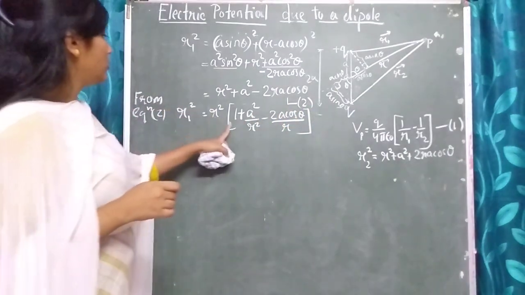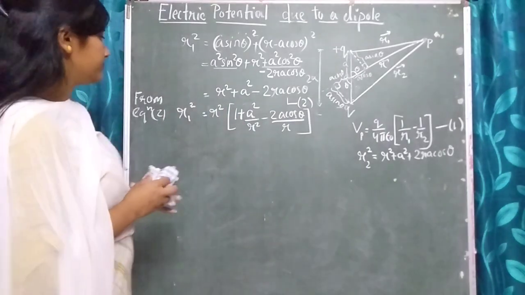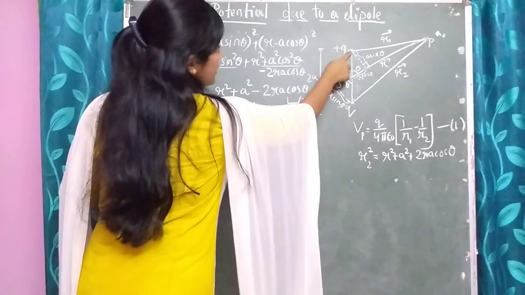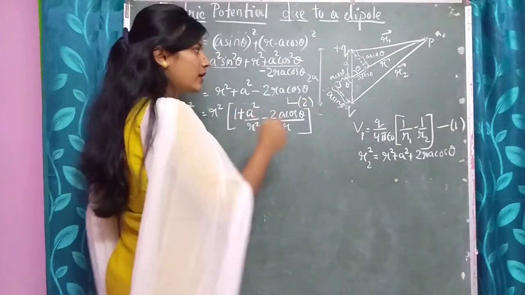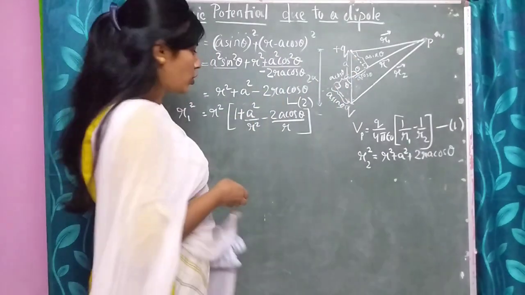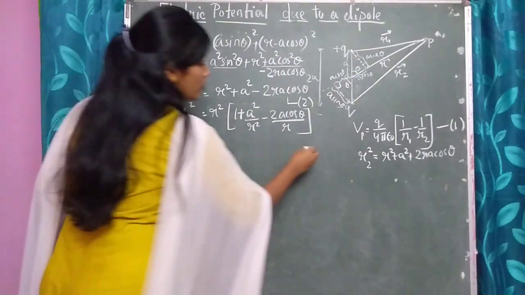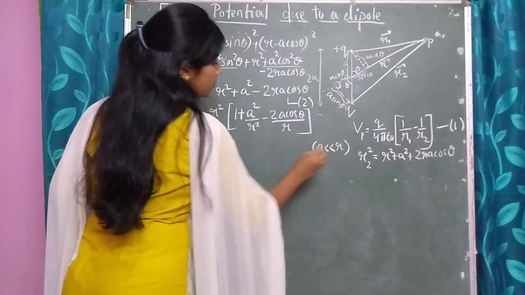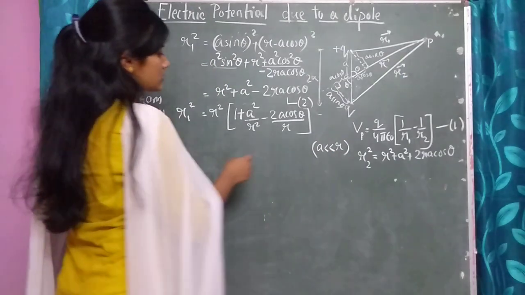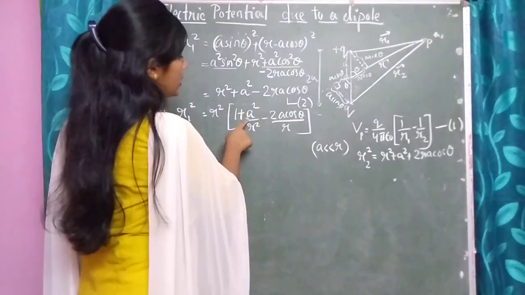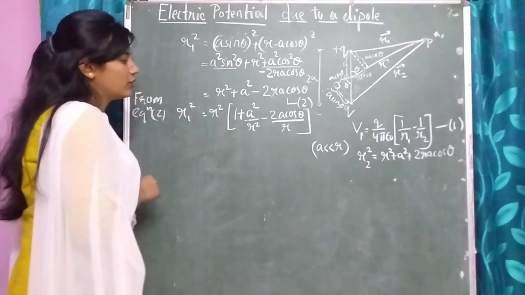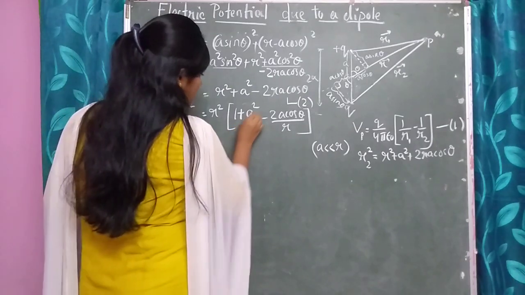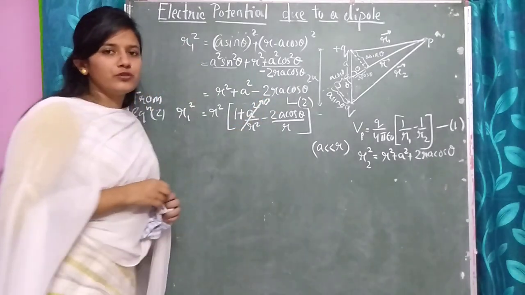So this will be the value if I take common. Next, since our dipole length a is small, this a value will be small. So for a much less than r, what will happen? Since a is very small, the a square term will also be very small and can be negligible. So this term becomes equal to 0.